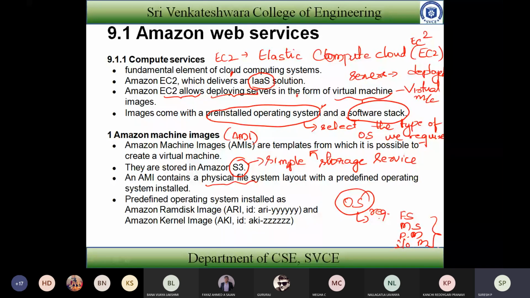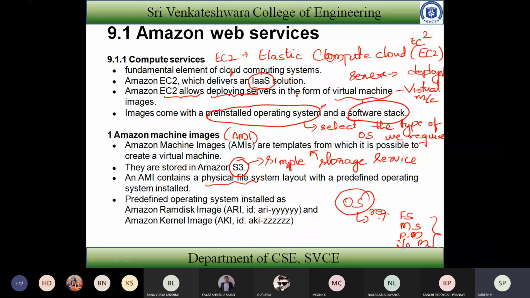So the machine image basically contains the physical file system layout with a predefined operating system installed. That we have already seen. I will show in the next class how to create those images and how to deploy or execute that virtual machine. I will show that as a case study in the future. I have already shown it, and I am going to show it once again. So you are going to have the predefined operating system installed.